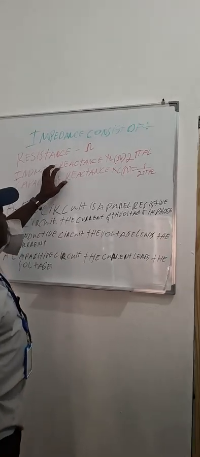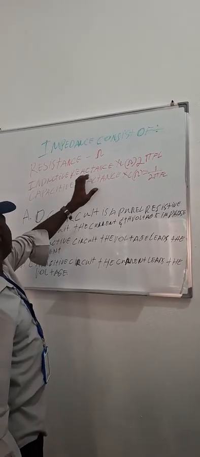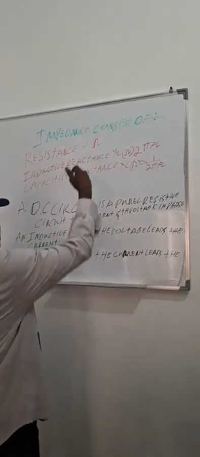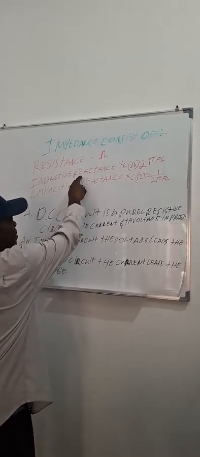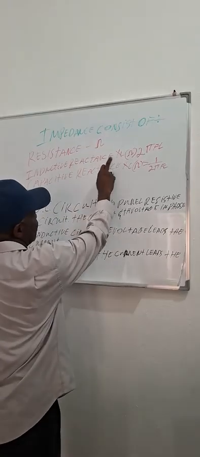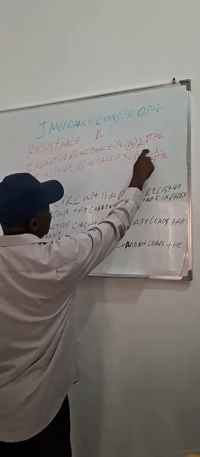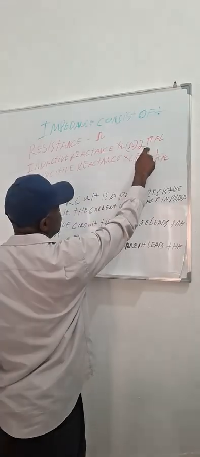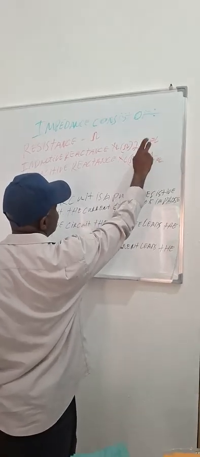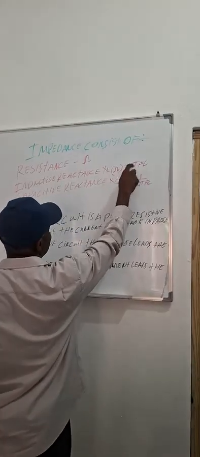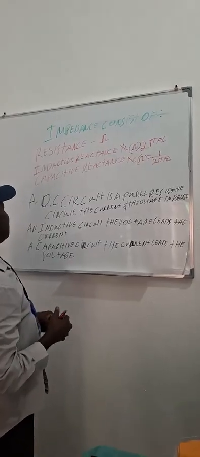Then inductive reactance, which is the resistance in an inductive circuit, from the inductor. Inductive reactance is XL, measured in ohms, and the formula for it is 2 pi FL. Pi equals 3.142, F is the frequency and L is the inductance in henrys, and you use these to find inductive reactance, the total opposition to the flow of current in an inductive circuit.